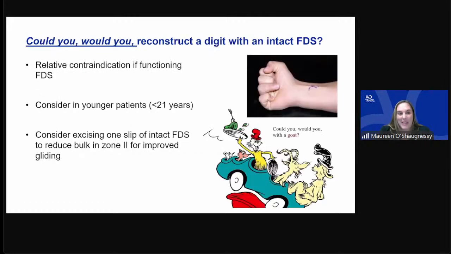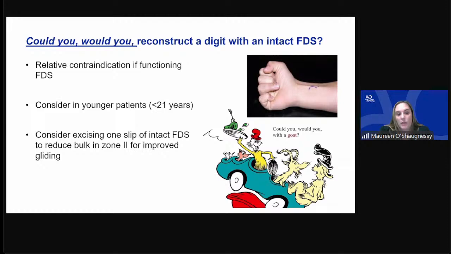Another interesting topic along these lines is, would you reconstruct a digit with an intact FDS? What if you did an FDS FDP repair, the FDS is working great, but the FDP is just not coming along? In general, we would say that it's a relative contraindication to reconstruct an FDP. That's what's in the literature and maybe the teaching, but a lot of people still would. I've done an FDP reconstruction in patients. I think in general, most people would argue that you want to do this in younger patients where the chances of it being successful are better with the more supple tissues, and also the more years ahead of them that they need that strength for.